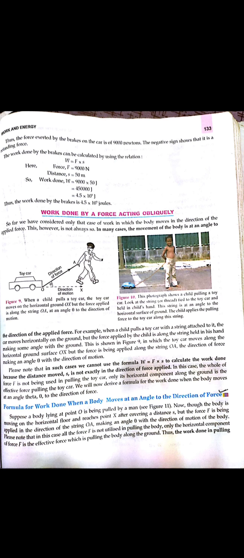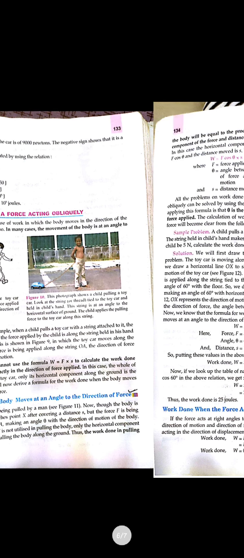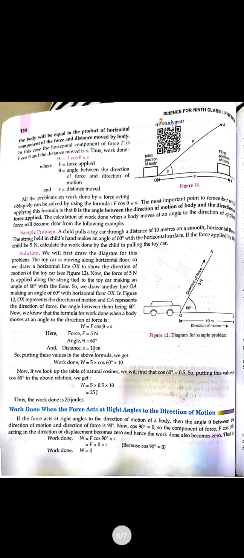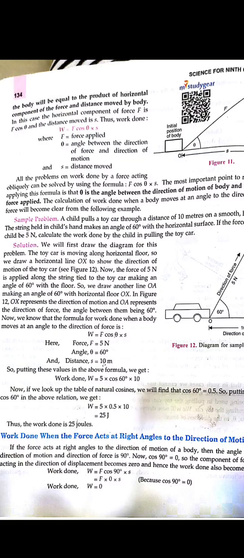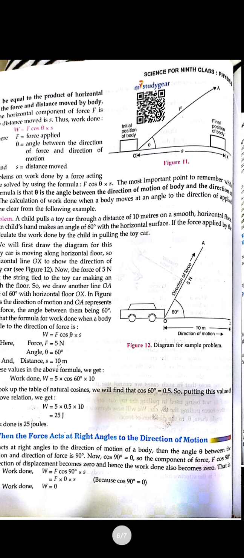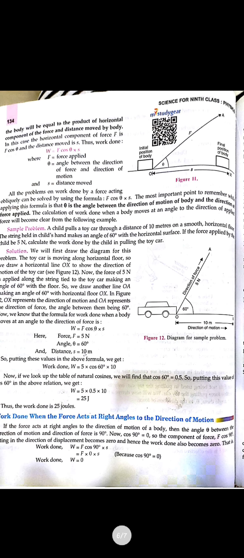So there will be an angle theta. Since the force has an angle theta, Fs was the formula for work done. But if you are talking about theta, the angle taken with the horizontal direction, then cos theta will come. So F s cos theta will be the formula for the work done in the direction of the force.